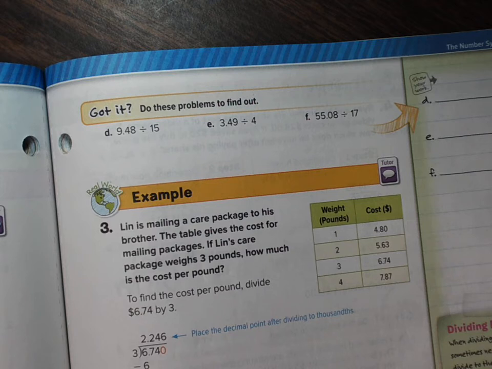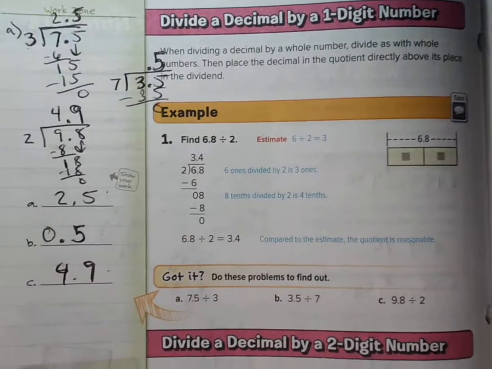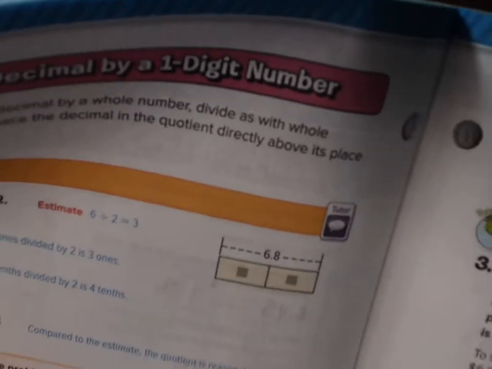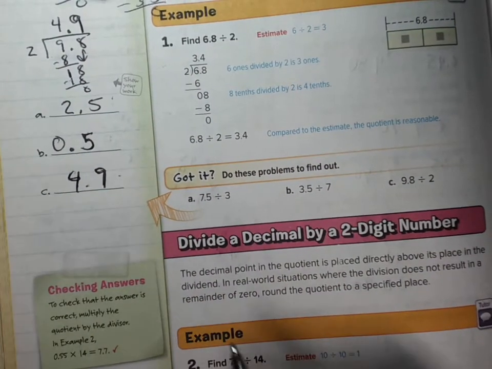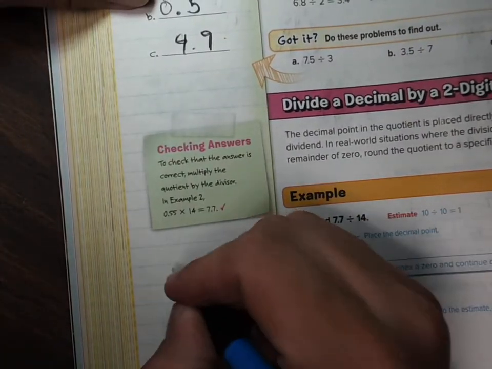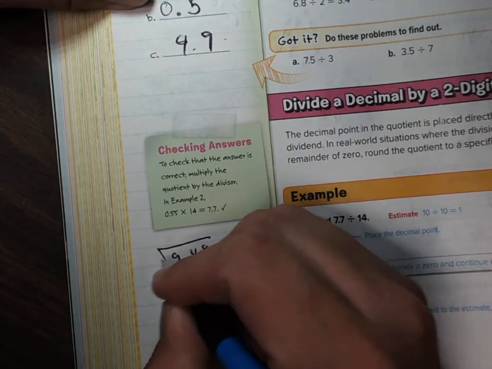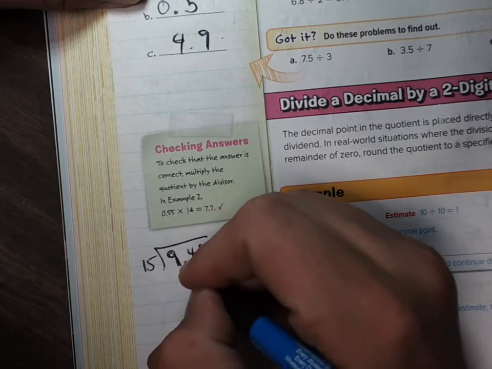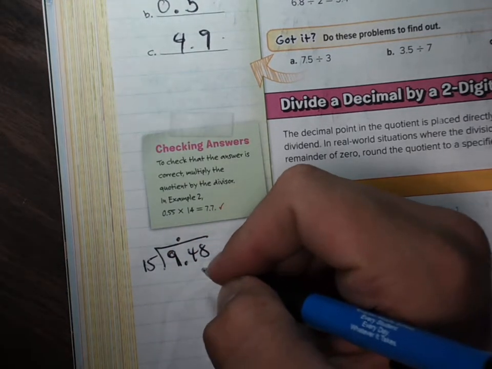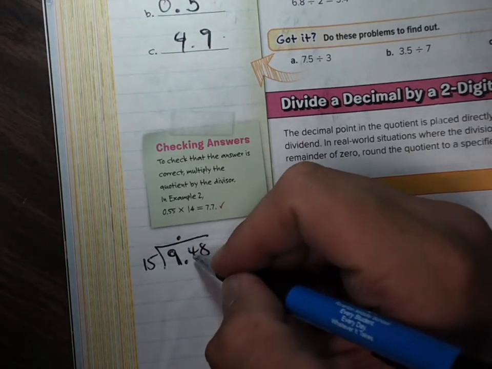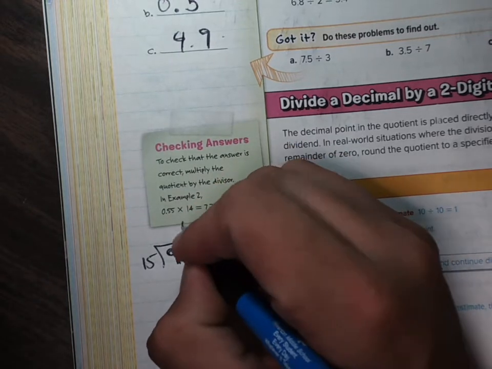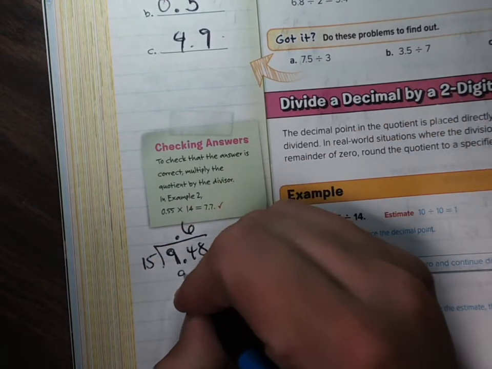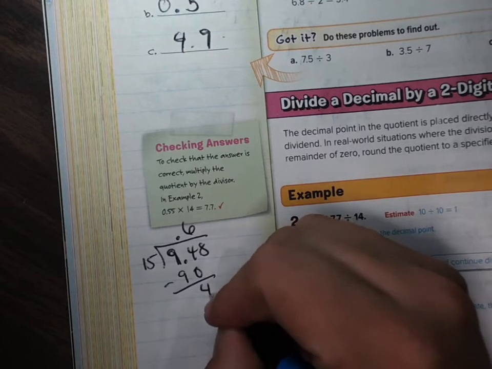Alright, now that you're back, let's work these problems out. Alright, so letter D was 9 4800ths divided by 15. I'm going to do it over because I'm running out of room. So 9 4800ths divided by 15. Okay, clearly 15 does not go into 9, so I'm going to just go ahead and put my decimal into my answer. And now we're going to do it out of 94. Well, 15 goes into 94 6 times. Well, 6 times 15 is 90. So I subtract and I get 4.